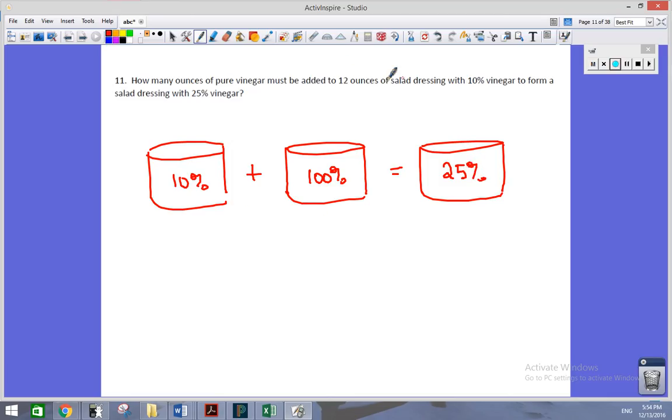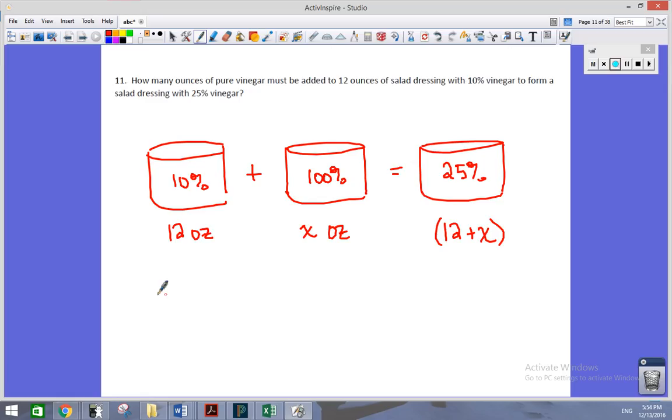I started out with 12 ounces of this 10%. Now, I'm going to end up with more than 12 ounces because I'm adding an unknown number of ounces, x, to the current dressing. So my final is 12 plus x. Okay. So to get my equation, I'm going to multiply the percent times the amount that I have here.